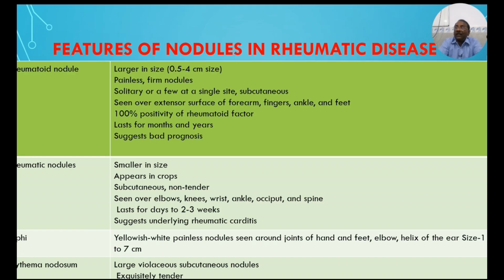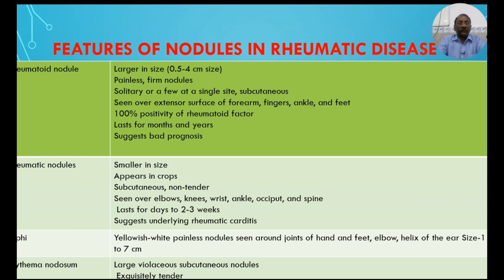Suggests underlying rheumatic carditis. So that is rheumatic nodules. Top 5. So you often see yellowish white painless nodules around the joints of the hands and the feet, elbow, and most important is the helix of the ear. Size is 1 mm to 7 centimeters.